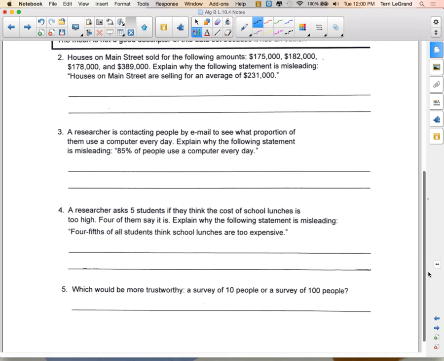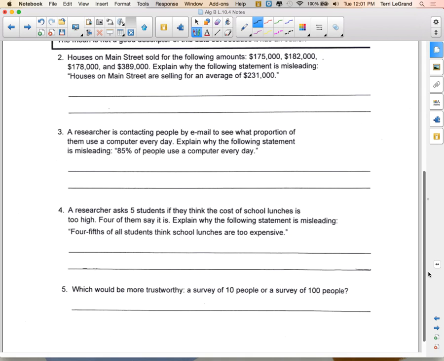Let's do this one. Number 2, houses on Main Street. We would call it Central Avenue here. Sold for the following amounts: $175,000, $182,000, $178,000, and $389,000. Explain why the following statement is misleading. Houses on Main Street are selling for an average of $231,000. Would you check it out and see if that is the average of those four?